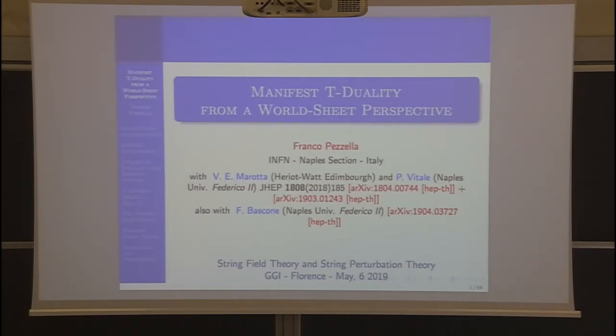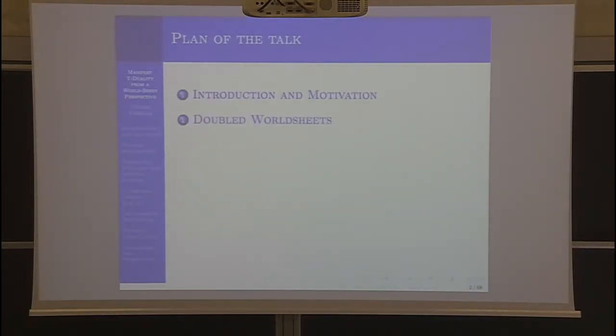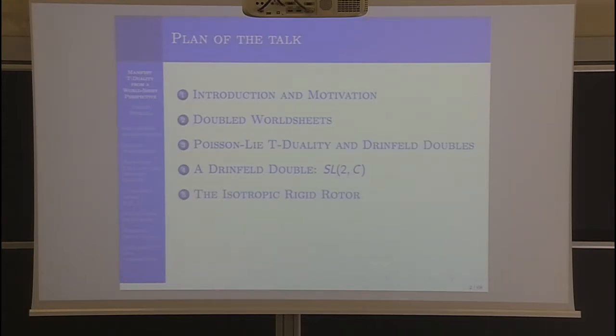So first I will give an introduction, a motivation for how I think that it's important to study T-duality in a manifest way. I will describe what it means to have a manifest T-duality at the level of the worldsheet, so discussing the double worldsheets. And then I will introduce the concept of Poisson-Lie T-duality and Drinfeld double. In particular, I will show you an explicit example of a Drinfeld double that we will use in two explicit examples. One is the isotropic rigid rotator, and the other one is the principal chiral model. And I will conclude with some conclusions and perspectives.